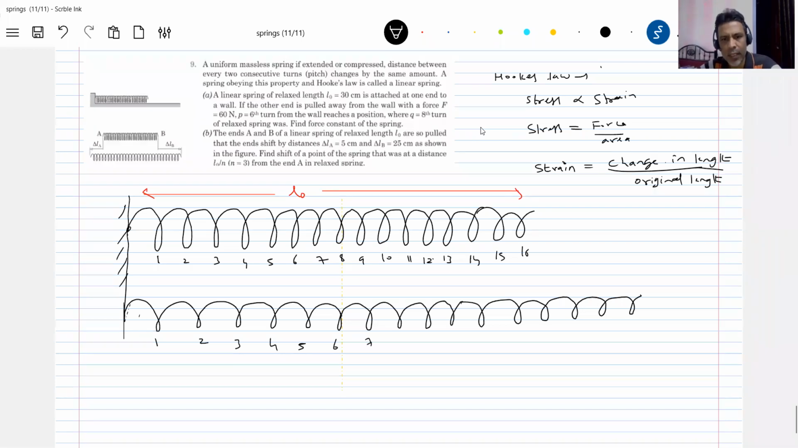So this will be 7, 8, 9, 10, 11, 12, 13, 14, 15, 16. So now this is the distance L6, no? So it got displaced. Now how much is the spring force? For that I'll apply a force. So here what happened, I'm going to apply a force.